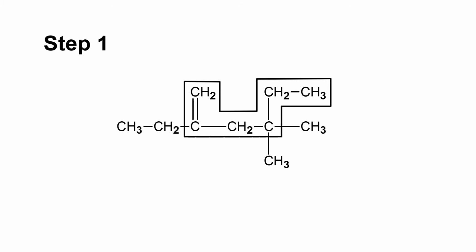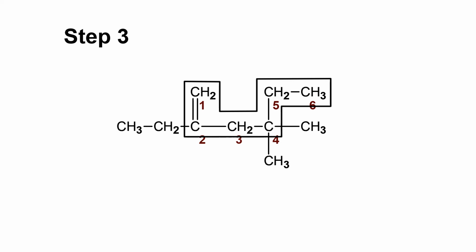For naming the alkene, the first step is to determine the longest carbon chain. This is the longest carbon chain. We have 1, 2, 3, 4, 5, 6 carbon atoms. The numbering should be given from the end that is close to the double covalent bond or multiple covalent bond. This is number 1, 2, 3, 4, 5, and 6.